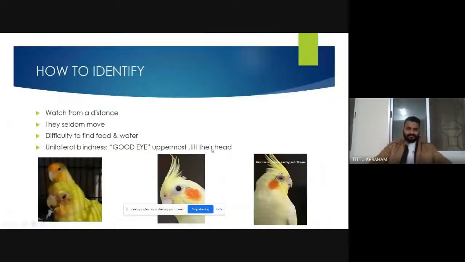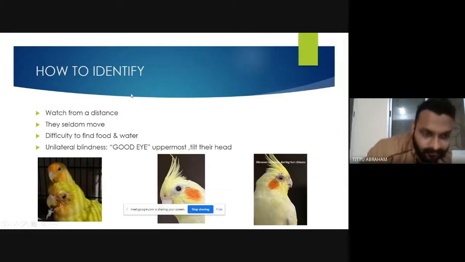So these are just images to show which eye is affected. You can see in this one, you can see the orange peach face.